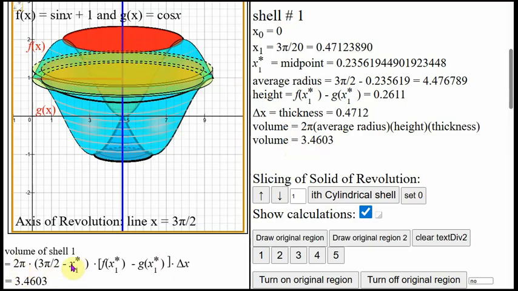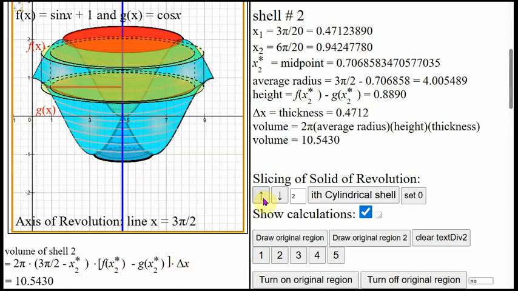In terms of x, this is how we write it. And then this is the average radius, which is the distance from here to here. So right here, this is midpoint number 1, which is x sub 1 star. And then this is 3 pi over 2. And then the height of the shell is f of x sub 1 star minus g of x sub 1 star. And then times the thickness of the shell.